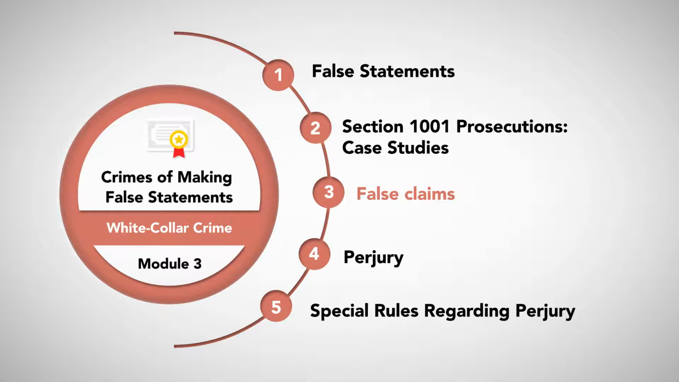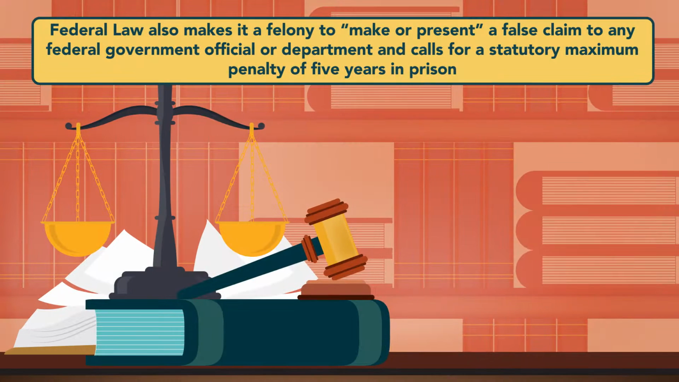False claims. Federal law also makes it a felony to make or present a false claim to any federal government official or department, and calls for a statutory maximum penalty of 5 years in prison.